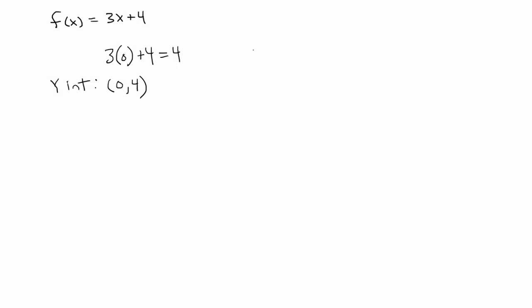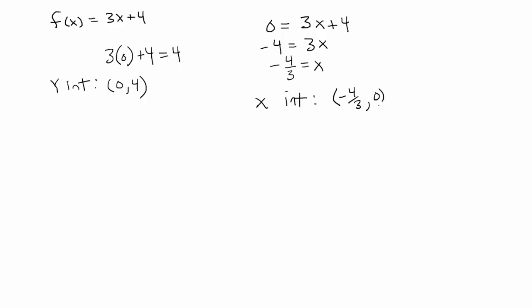And then if we want to find the x-intercept, we're going to make y equal to 0. So we have 0 is equal to 3x plus 4. Subtract 4 from both sides. So negative 4 is equal to 3x. And then divide by 3. So x is equal to negative 4 thirds. So that means our x-intercept is (negative 4 thirds, 0).